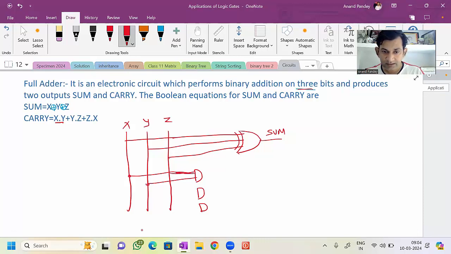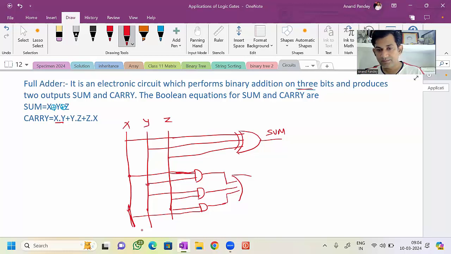Now Y dot Z: Y, Z. Now Z dot X at last. Third is Z, then X. This is the AND gate for X dot Y, this AND gate for Y dot Z, and this AND gate for Z dot X. Now all three will be joined with one OR gate for those plus signs, and this is finally carry. So if you remember the Boolean equations, you can draw the logic circuit diagram of the half adder also easily. So sum and carry.